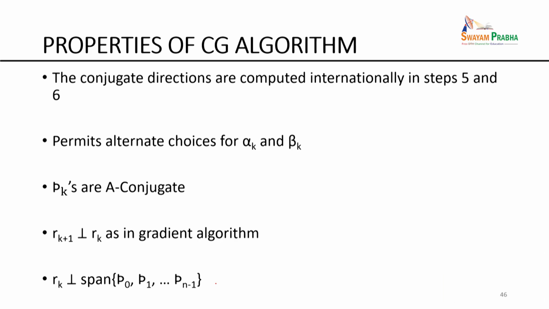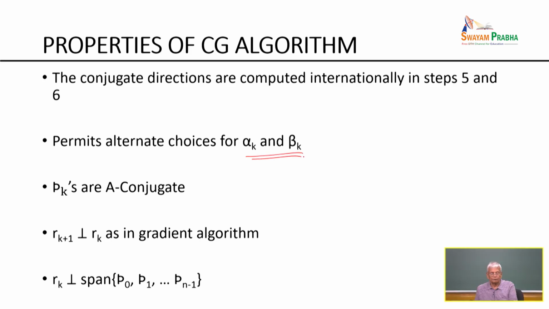Some of the properties: the conjugate directions are computed internally in steps 5 and 6. It permits alternate choices of alpha k and beta k. The P k's are A-conjugate, so generated. There is a proof, but I am not going to get involved in that because I could spend 5 more lectures on conjugate gradient itself.